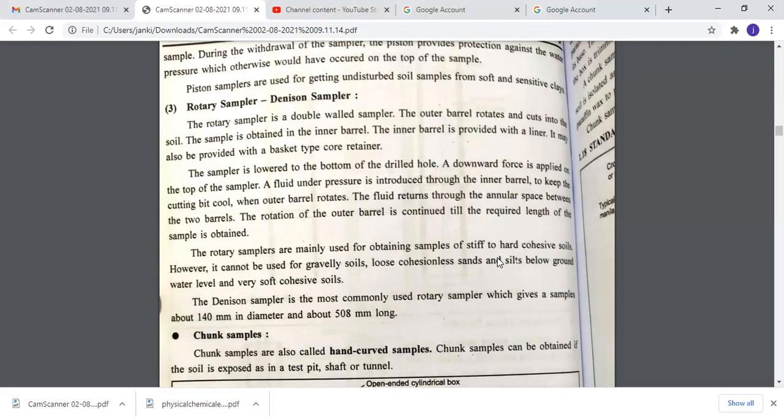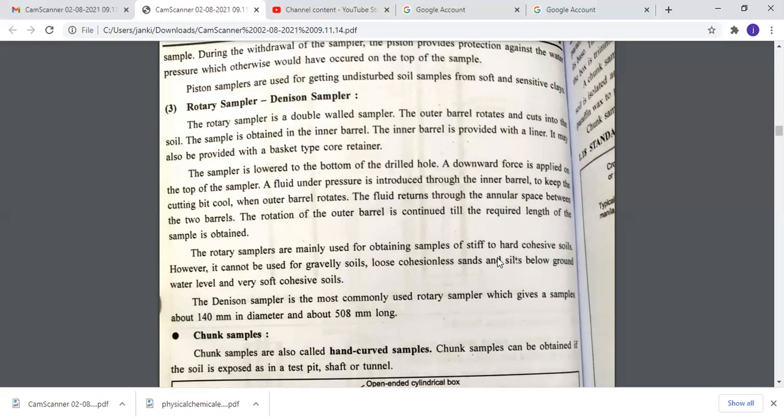The sampler is lowered to the bottom of the drill hole, and a downward force is applied on the top of the sampler. Fluid under pressure is introduced through the inner barrel to keep the cutting bit cool when the outer barrel rotates, so that the fluid returns through the annular space between the two barrels. Finally, the rotation of the outer barrel is continued till the required length of the sample is obtained.